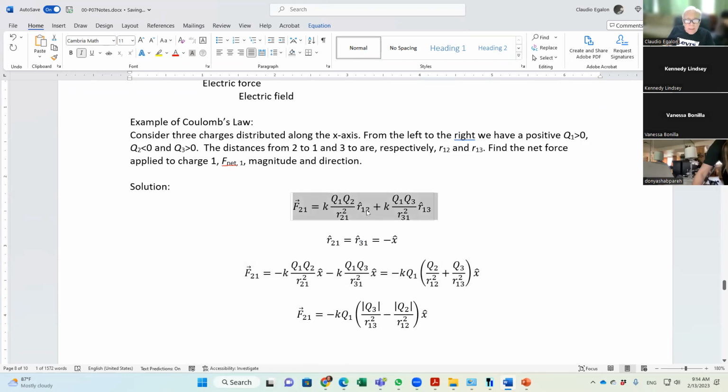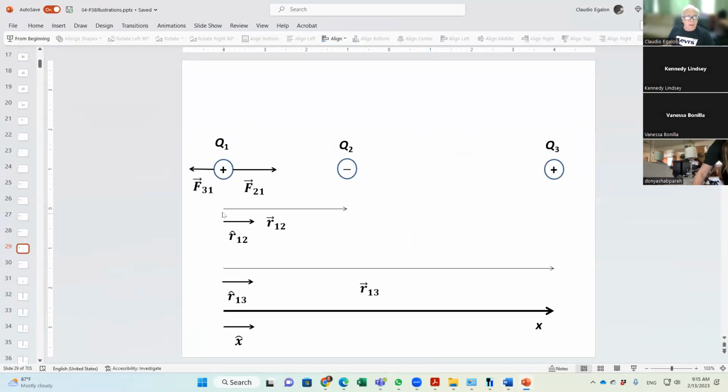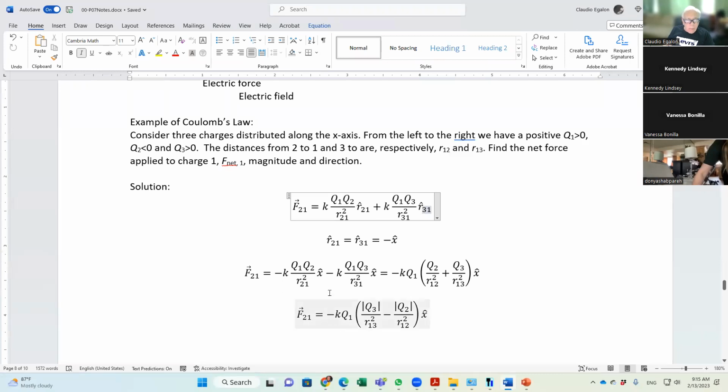I had written it down incorrectly. So that should be 2 1 here and 3 1 here. From 1 to 2 is positive, but from 2 to 1 is going to be negative. That's the little boo-boo that we have. Now we have it in the right way. We have this negative, that's going to be 2 1 here and 3 1 here. And now we have it right.